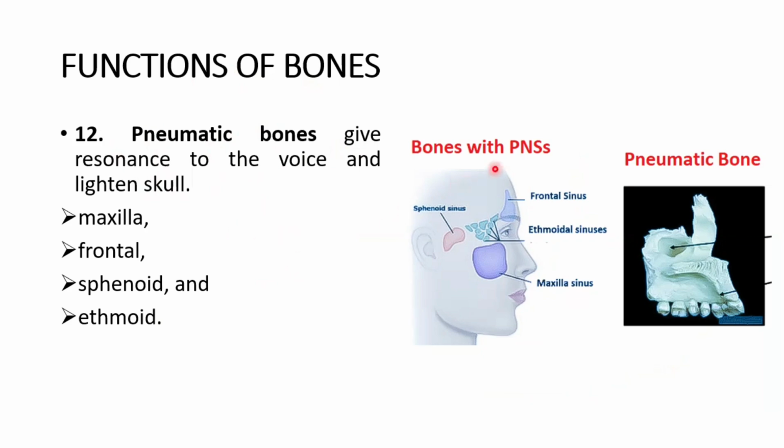They have the paranasal sinuses in these bones: maxilla, frontal, sphenoid, and ethmoid. You could see this is an example of a pneumatic bone. This is the frontal sinus, this is the ethmoidal sinus, this is the maxillary sinus, and this is the sphenoidal sinus.